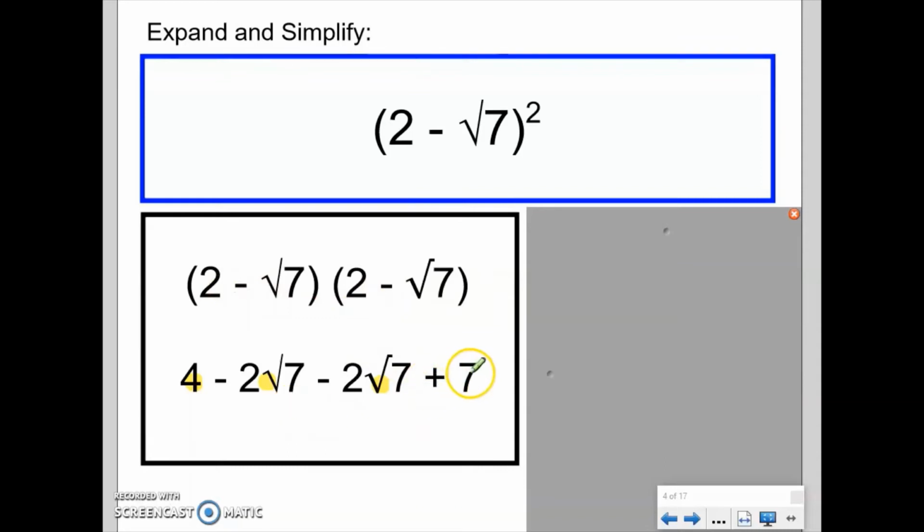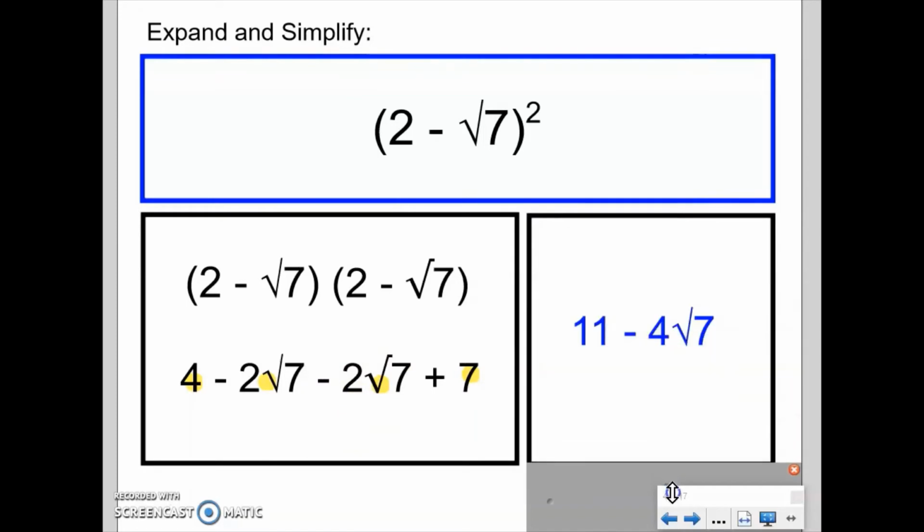So then when I come to simplify, I've got 4 add 7 to give me 11 as my whole number, my integer. And I've got minus 2 root 7s. Take away another 2 root 7s is going to take me to minus 4 root 7s for the irrational part of my answer. There is my answer to this expansion after I have simplified my answer.